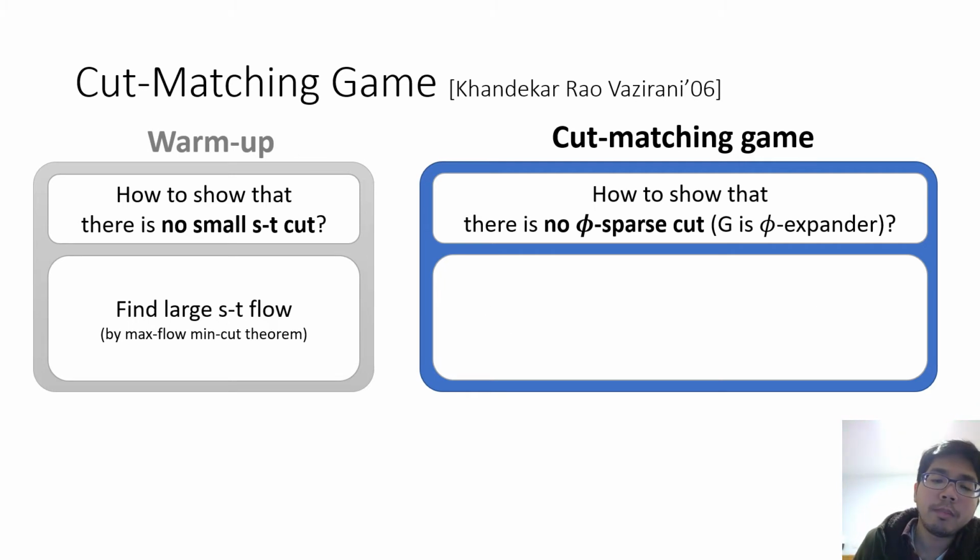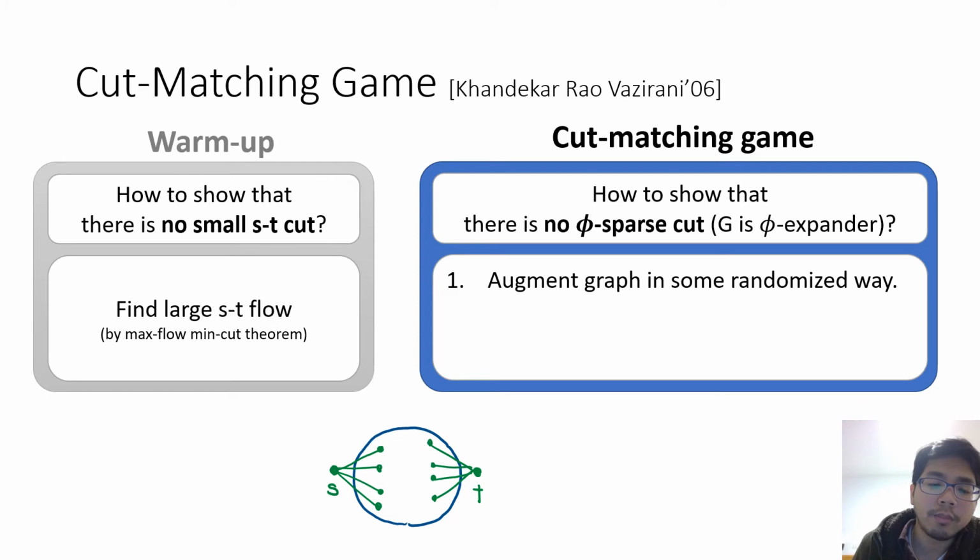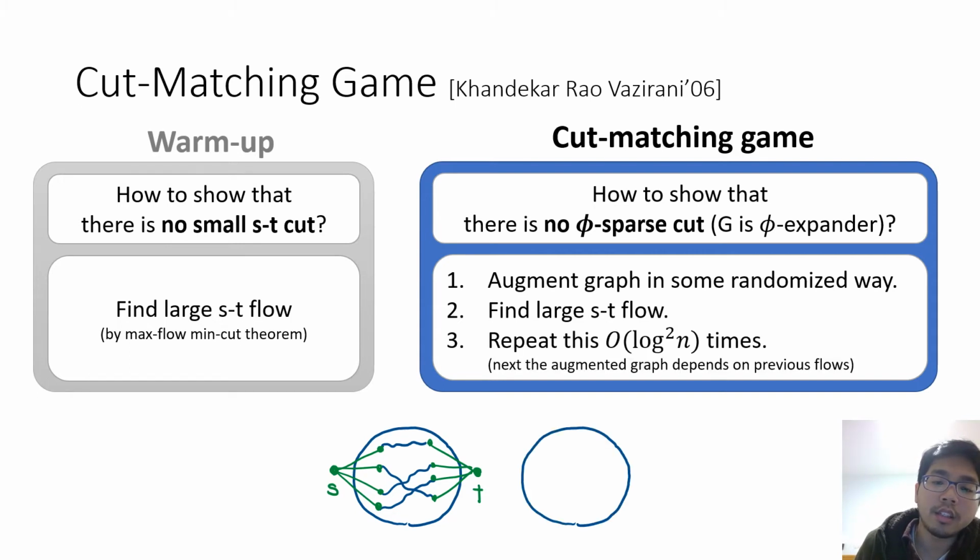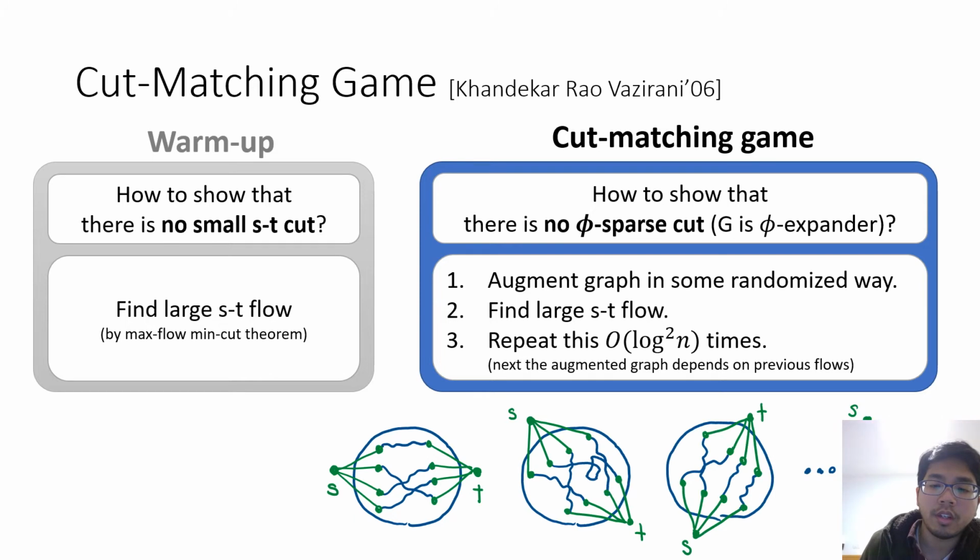So let me be a bit more formal. Given a graph, what the cut matching game says you need to do is only that you augment the graph in some randomized way. Then you find a large st flow, and then just repeat this log squared n times. You augment the graph, you find the flow, and repeat. If you can do this, then in a certain way in the augmented graph, you certify that the graph is a φ expander.